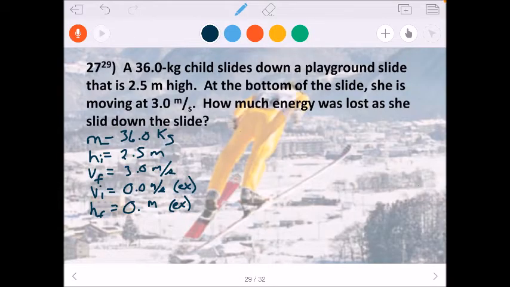A 36-kilogram child slides down a playground slide that is 2.5 meters high. At the bottom of the slide, she is moving at 3.0 meters per second. How much energy was lost as she slid down the slide?